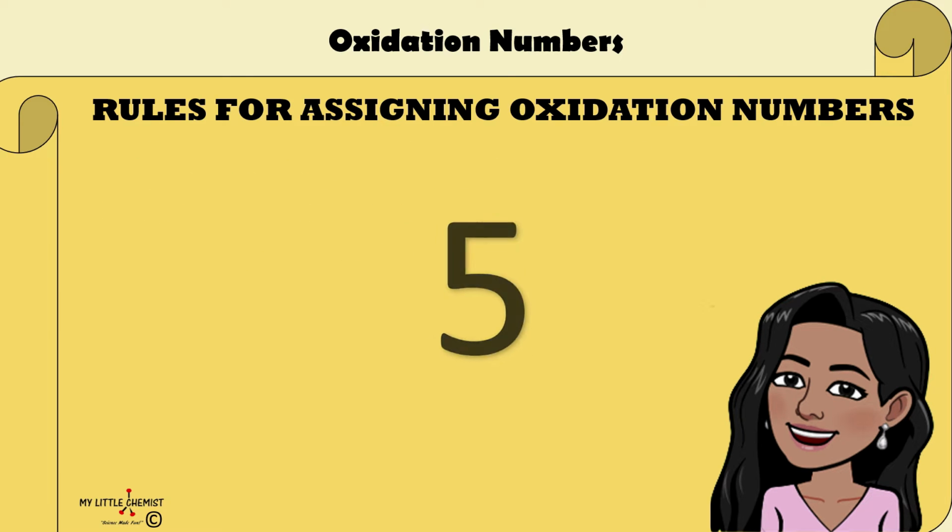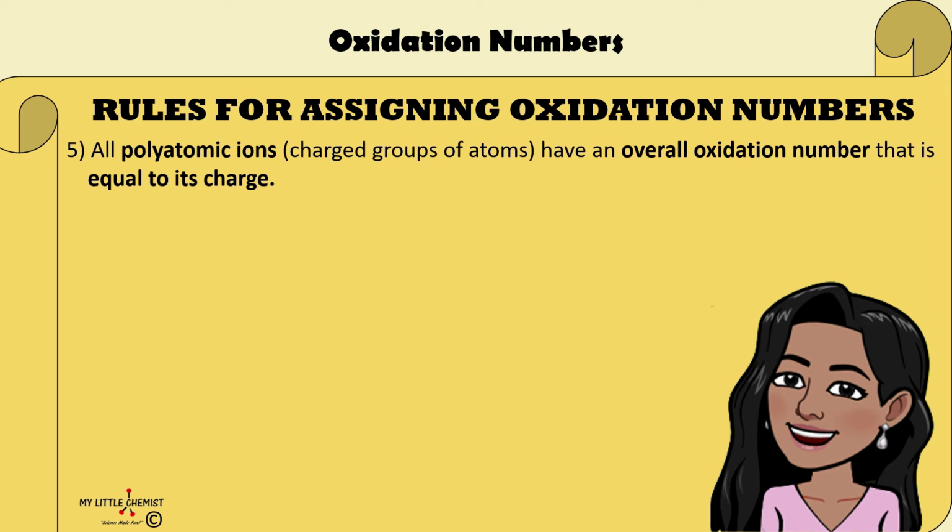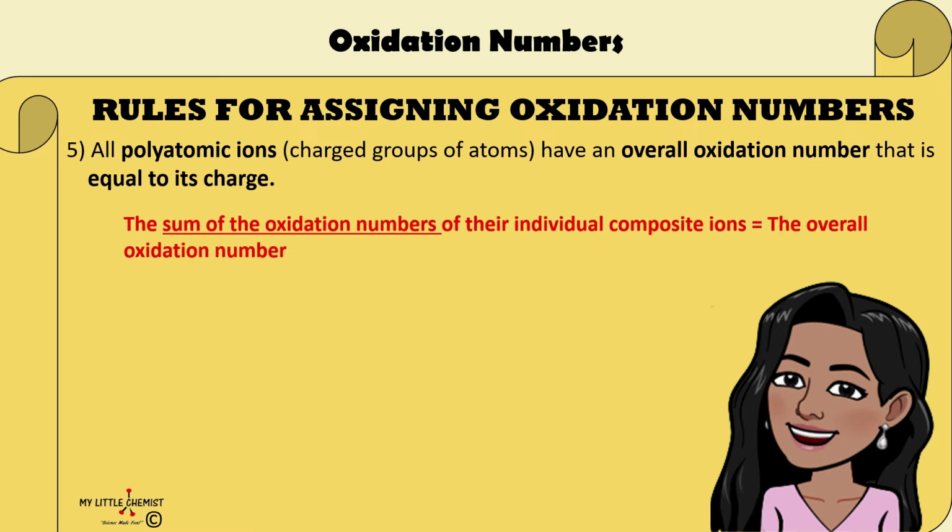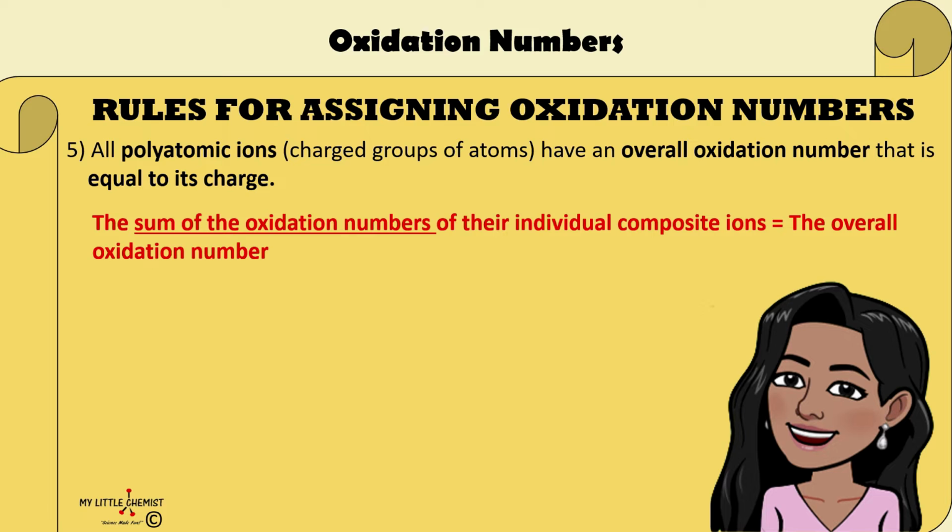Rule number 5. All polyatomic ions, which are charged groups of atoms, have an overall oxidation number that is equal to its charge. That is, the sum of the oxidation numbers of their individual composite ions will be equal to the overall oxidation number. Here we see the polyatomic ion sulfate with an oxidation number of -2 since its ionic charge is 2-.